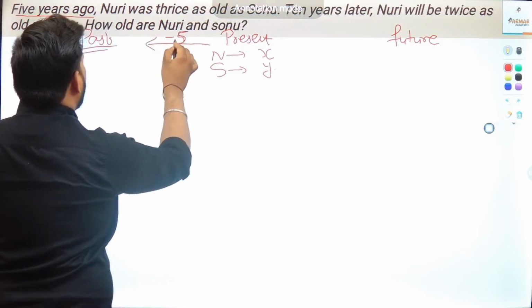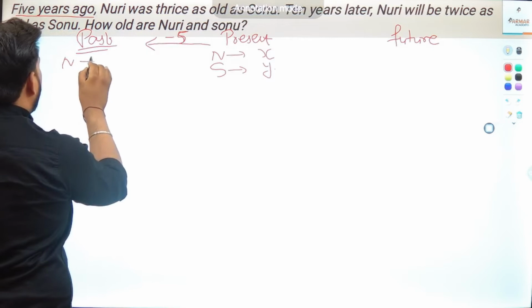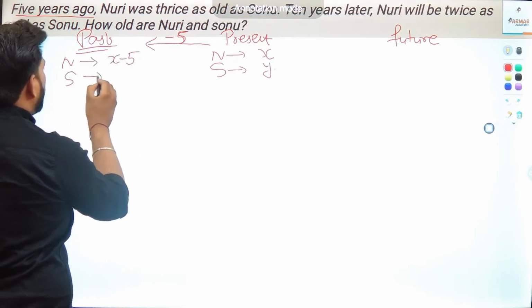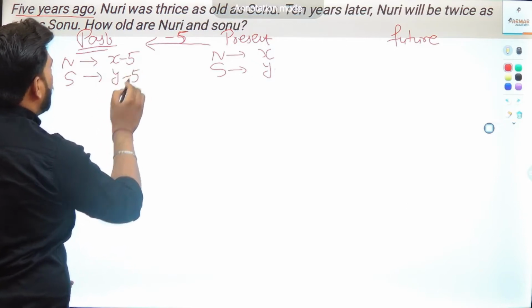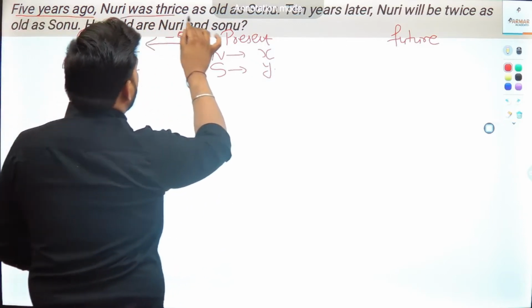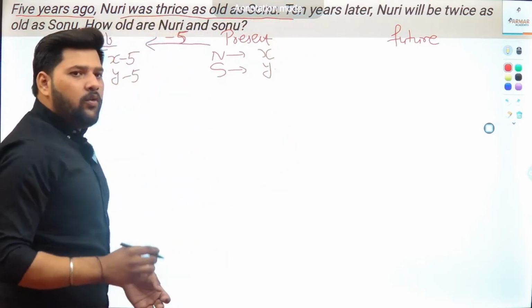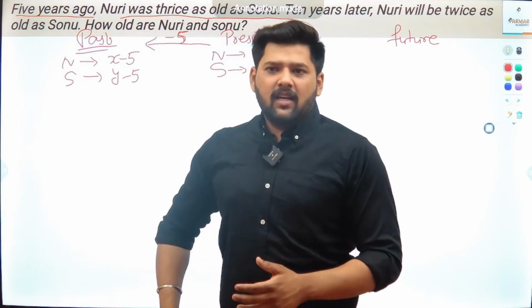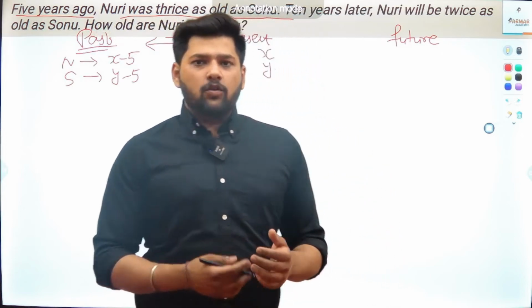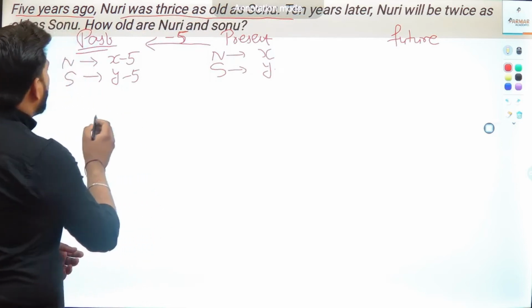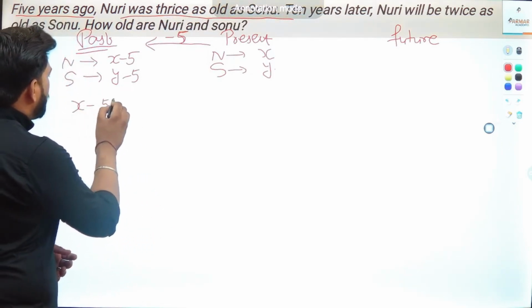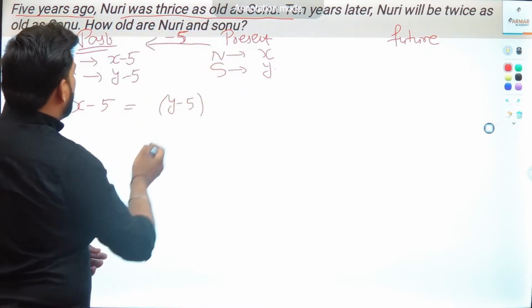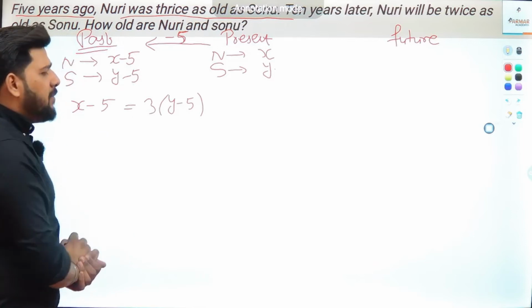5 years in the past. So Noori's age 5 years ago is x minus 5 and Sonu's age 5 years ago is y minus 5. Noori was thrice as old as Sonu, which means Noori is elder compared to Sonu. So according to the condition, x minus 5 is equal to 3 times y minus 5.